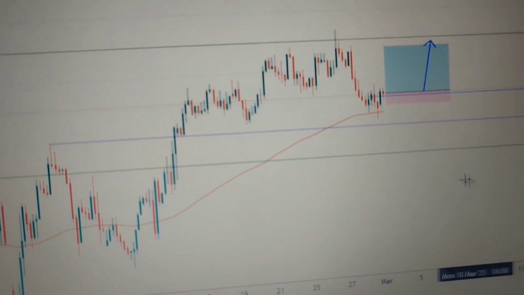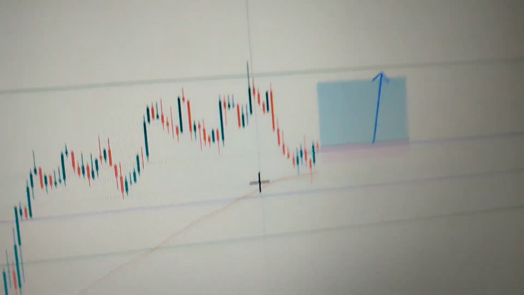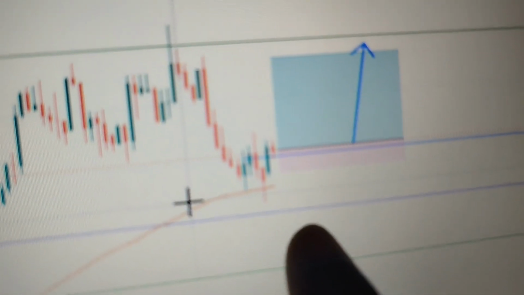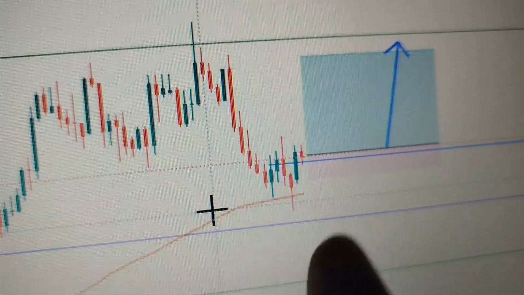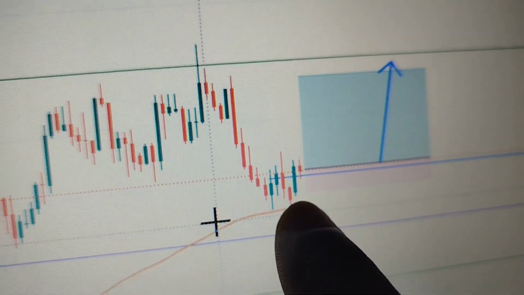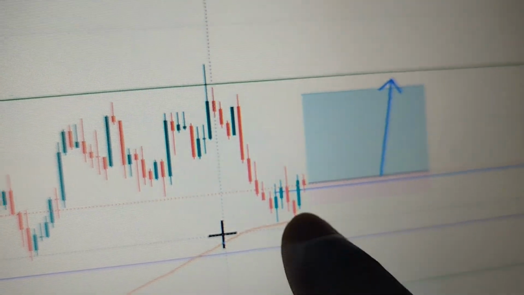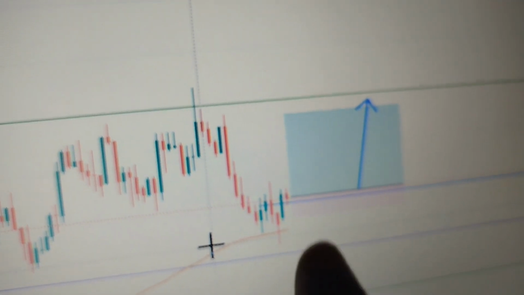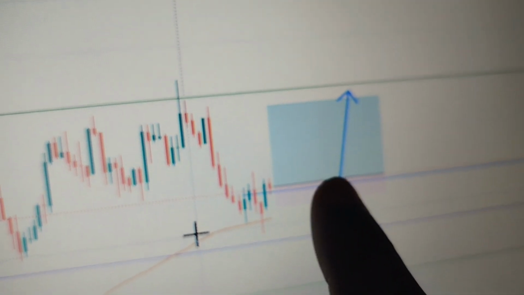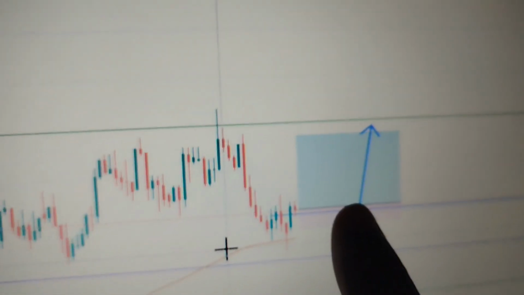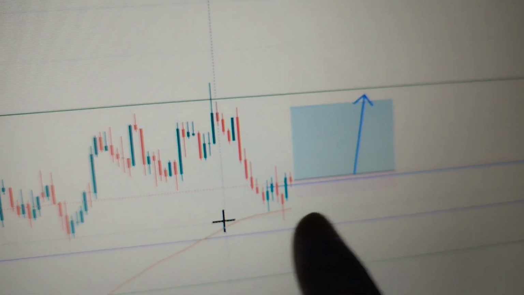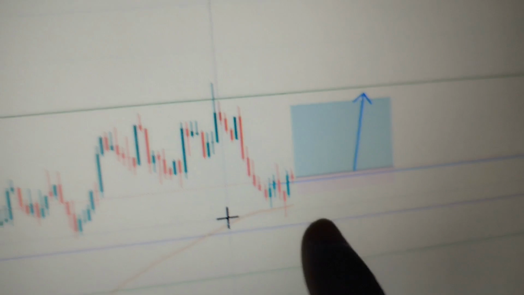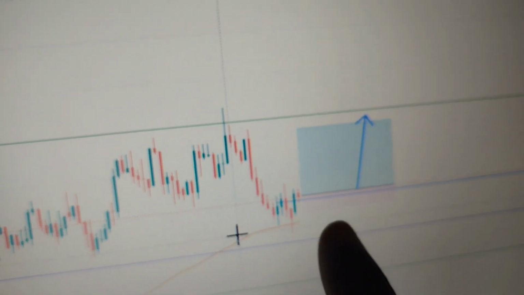Now I have to mention that the stop loss is not looking good. As you can see, that stop loss placement is not looking good. I would have loved it to be below this candle at least, but I don't want to use a 30 pip stop loss. Here I'm using a 20 pip stop loss, and I just don't want to use a 30 pip stop loss because it's too big. So I will take the risk.